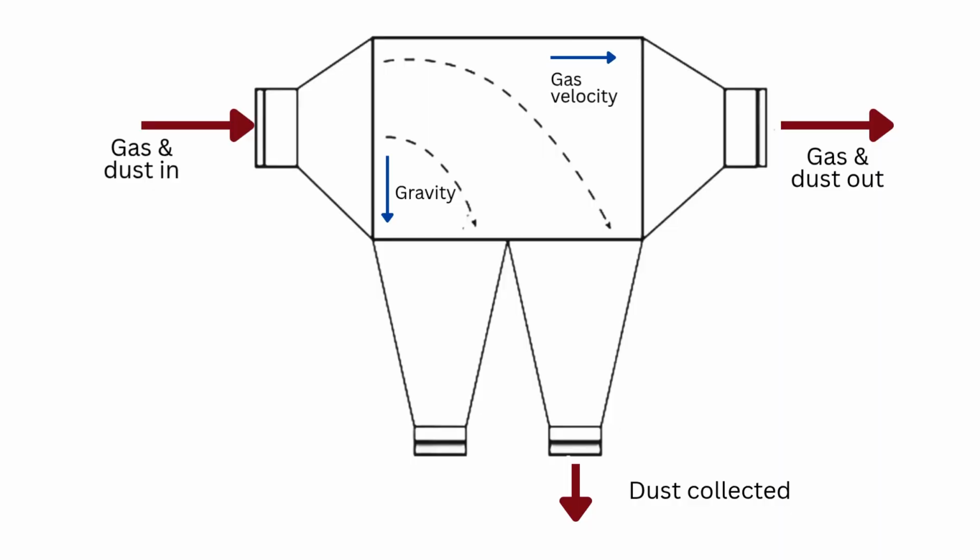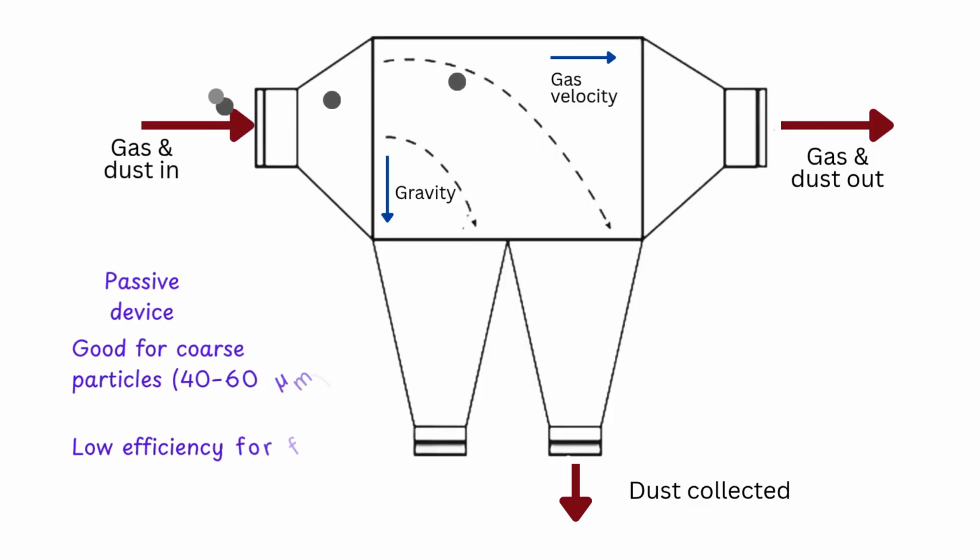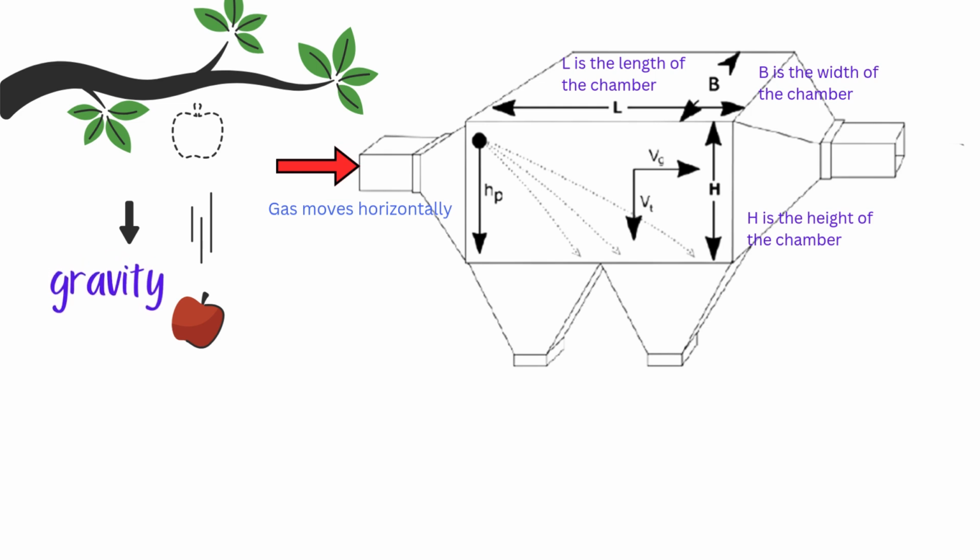A gravity settler is an expansion chamber. As dusty gas slows down, heavy particles fall out of the gas stream and settle at the bottom. They're great for large particles, but ineffective for fine dust. Particles fall because of gravity while the gas moves horizontally.